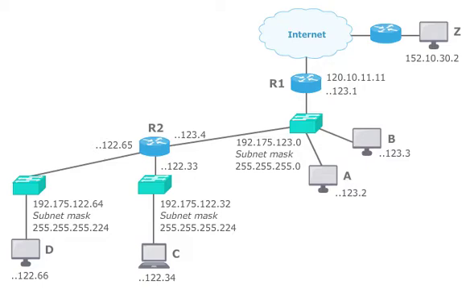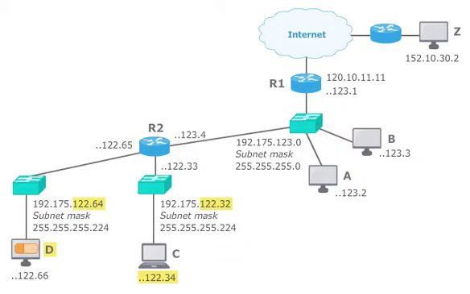In the network, which has been presented in the previous video, we want to consider two cases. In the first case, host D in the subnet 122.64 wants to send data to host C in the subnet 122.32. Host D knows its subnet mask 255.255.255.224, and compares its IP address with the one of host C on the basis of this length value.